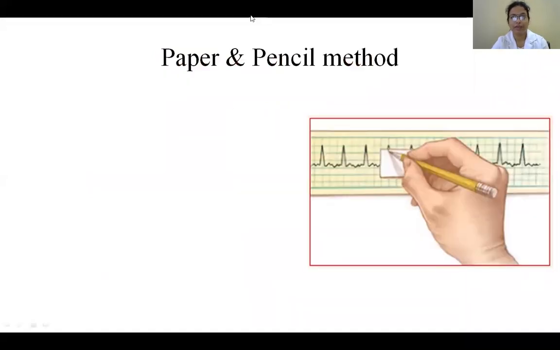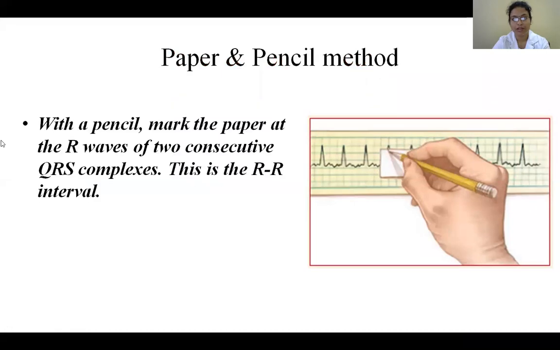Now, this paper and pencil method is used to determine the rhythm. So how do we do it? We take a piece of paper and with a pencil, we mark the paper at the R waves of two consecutive QRS complexes. So this point and this point constitute two consecutive complexes. The interval between these 2 points will be equal to the RR interval.